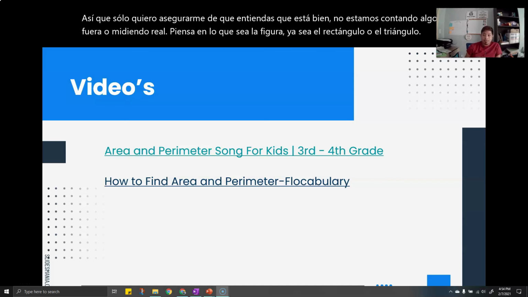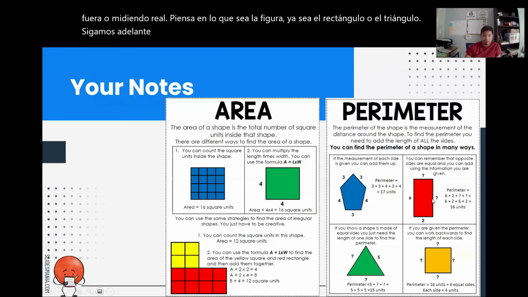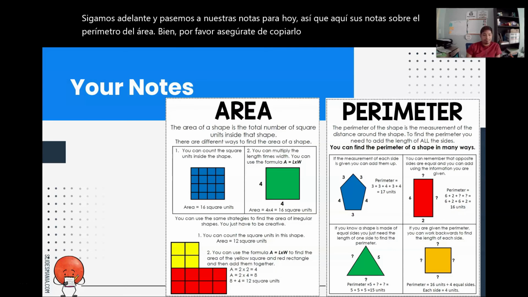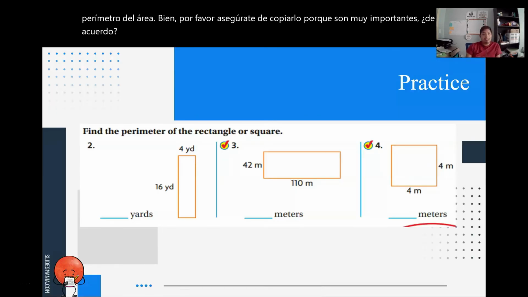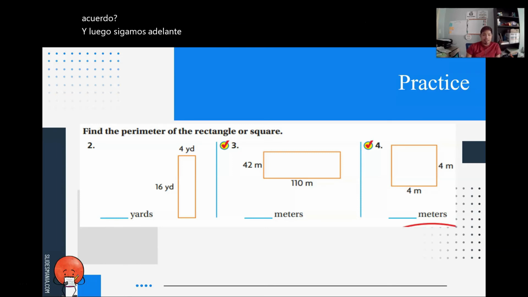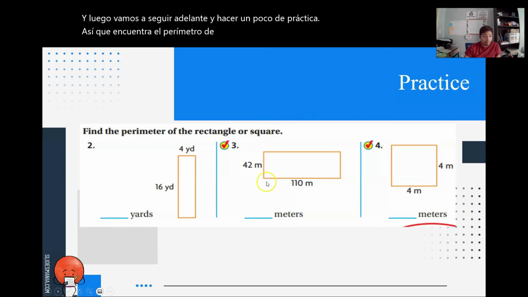Let's go ahead and move on to our notes for today. So here are your notes on area and perimeter, okay? Please make sure you copy that down because they're very important, okay? And then let's go ahead and do some practice. So find the perimeter of a rectangle or a square.